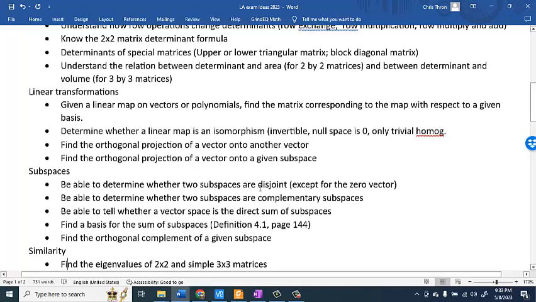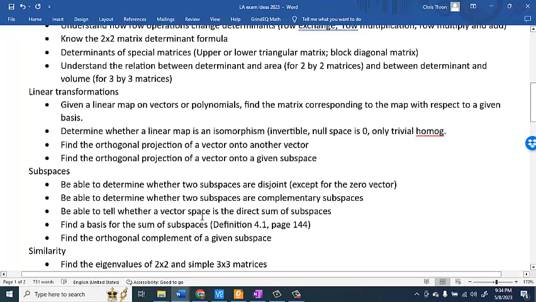Be able to tell whether a vector space is the direct sum of subspaces. Here you have two subspaces. Basically, if you have two subspaces that are complementary, that means the vector space is the direct sum of the two subspaces. But you can also have the direct sum of more subspaces. You can have the direct sum of 3, 4, 5 subspaces, and more than that.